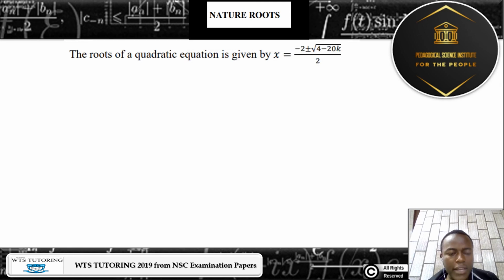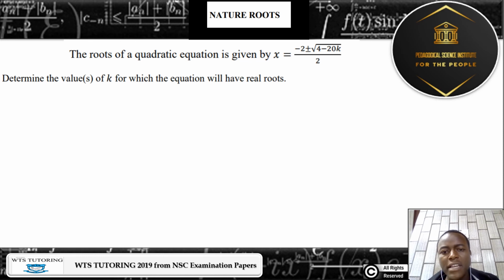You are given the roots of a quadratic equation by x is equal to minus 2 plus or minus root of 4 minus 20k, divided by 2. Then they say determine the value or values, which means it can be one or more, of k for which the equation will have real roots. They don't care about rational or irrational, they just say for which the equation will have real roots. They didn't even tell you they are unequal, so when they just say real roots, you assume they can also be equal.